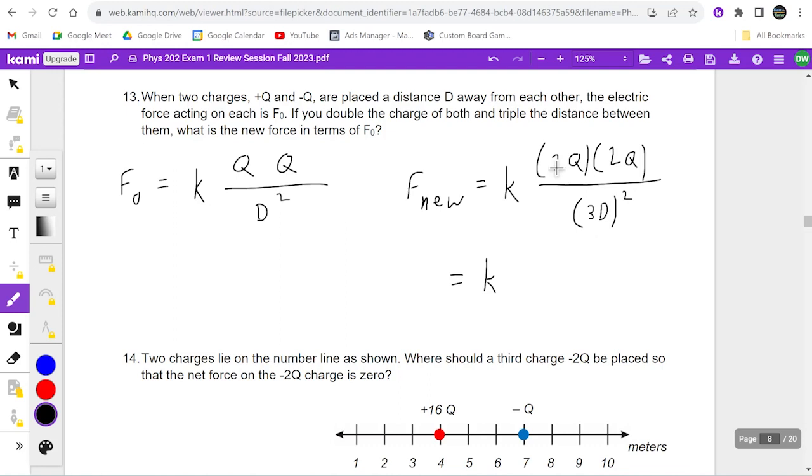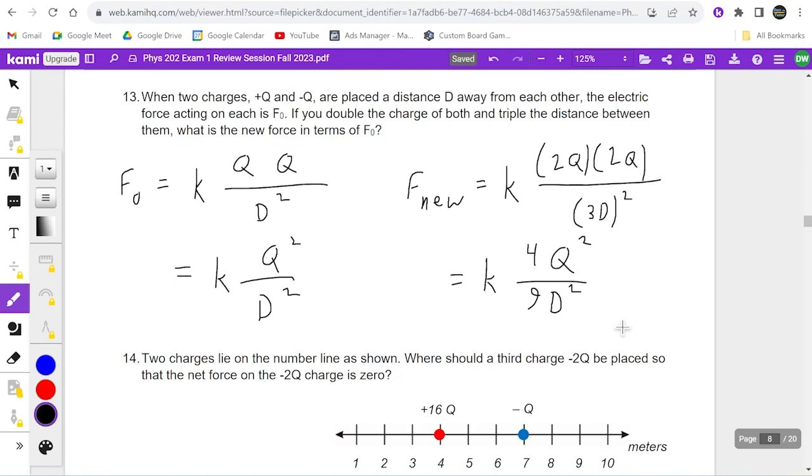So for the numerator, 2 times 2 is 4. You get 4q squared, because q times q is q squared. You could even say the same thing for the original one. Like, this is k, q squared over d squared. You can say that too. And then in the denominator, I have to square both the 3 and the d, so it's 9d squared.